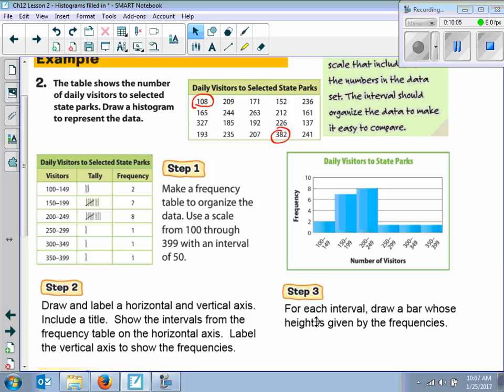Also, step 3, it says for each interval, draw a bar whose height is given by the frequencies. So when we look at the interval 100 to 149, there's 2 tallies here. So 2 visitors. Well, not 2 visitors. This is probably in hundreds. So this is two times that they had visitors from 100 to 149 visitors. Does that make sense? And then for the times that they had visitors in the interval of 150 to 199, that would be 7. And then the next one, 8. Is everybody clear how you make the histogram?